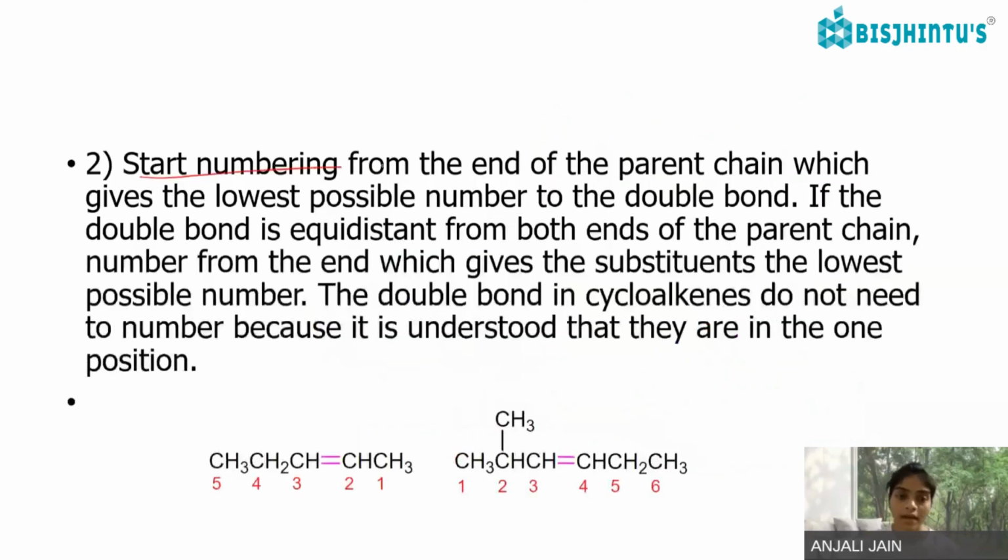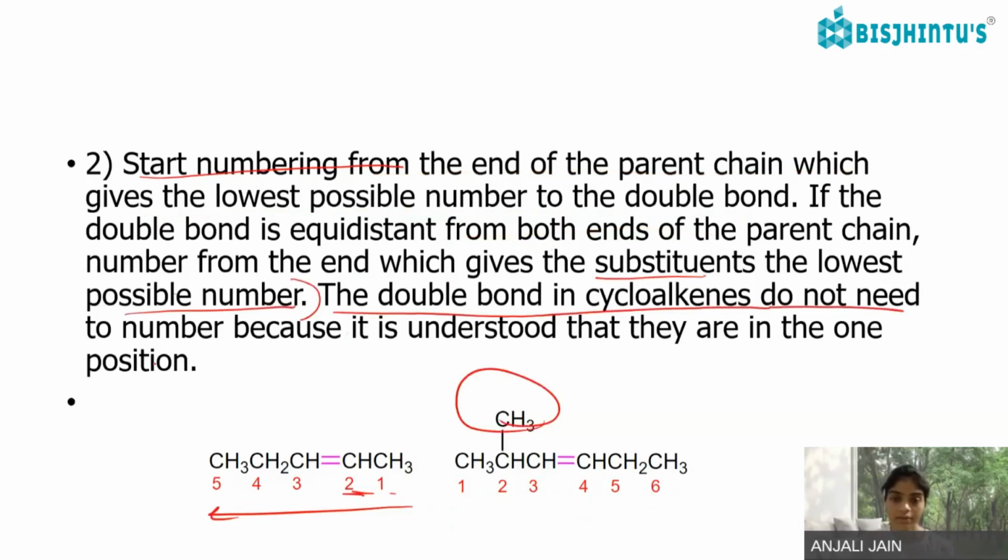Start numbering from the end of the parent chain which gives the lowest possible number to the double bond. I could have started from here, but the numbering was giving 4 over here, so I will have to give the lowest possible number. I will start from the right side, which gives 2, the least possible. If I started from the left, then 3 was coming, which is higher. If the double bond is equidistant from both ends, if the same number is coming from both ends, then we will have to look at the substituents, giving substituents the lowest possible number.